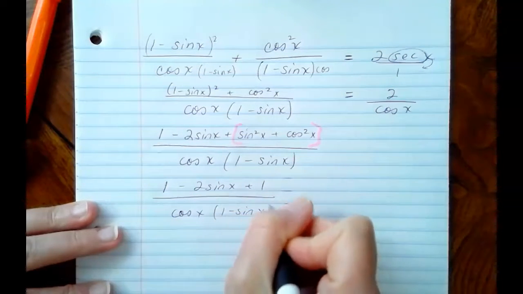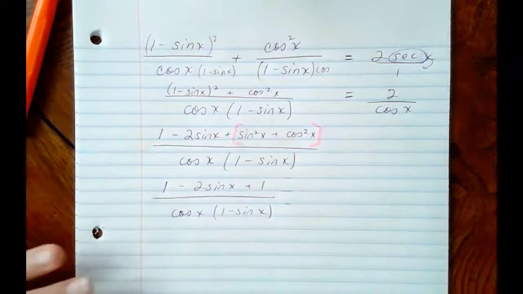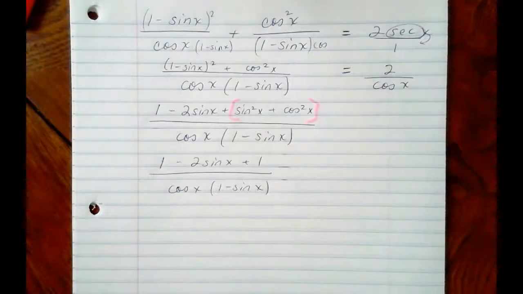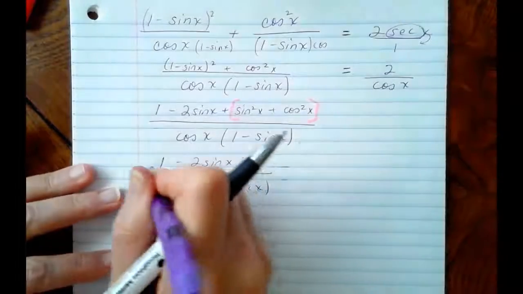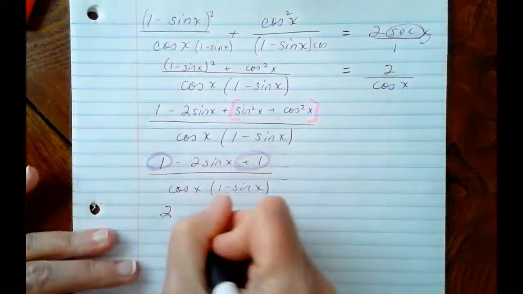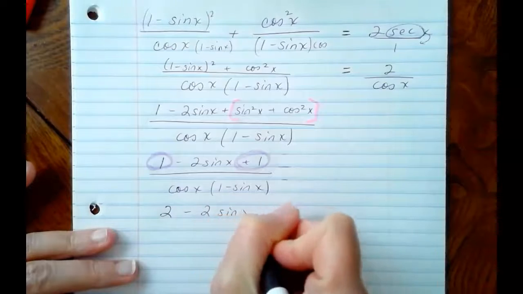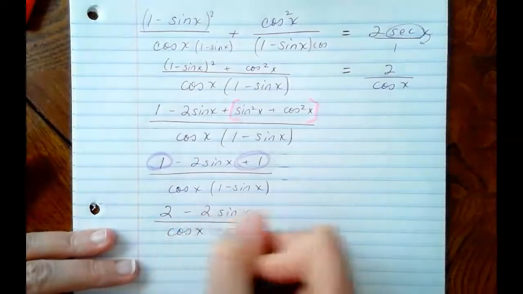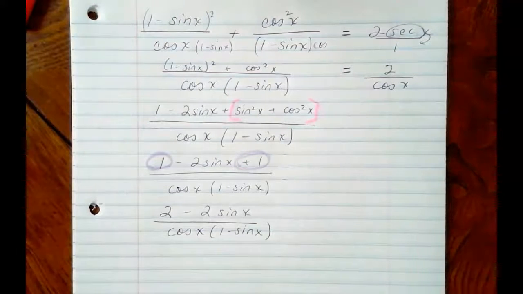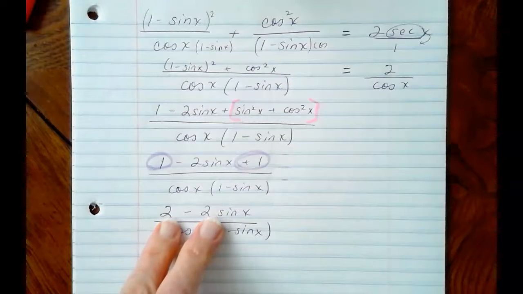Just keep it coming, and keep it factored. Almost always it's best to leave our denominators factored. That will allow us to cancel possibly, which I think is going to happen here. So combining like terms, positive 1 plus 1 is 2 minus 2 sine x over cosine x times 1 minus sine x. The next thing I see is that the numerator has a greatest common factor.